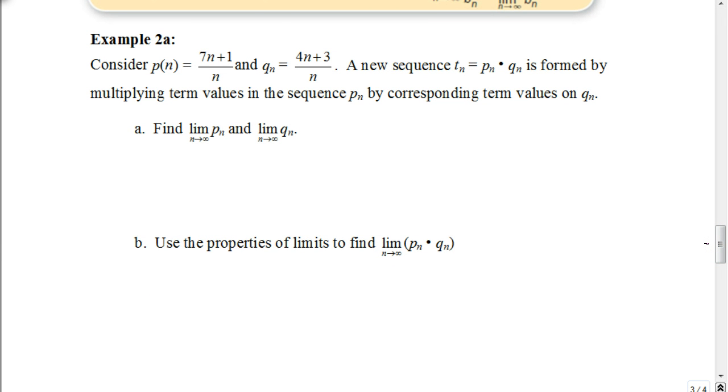So let's look at this one here. So sometimes in your homework assignment, this is all you'll see. They'll ask us to use the properties to find the limit as n approaches infinity for the two sequences multiplied together. Well, from the properties we just talked about, what we'd want to do is find the limit of the first sequence, find the limit of the second sequence, and then multiply them together.